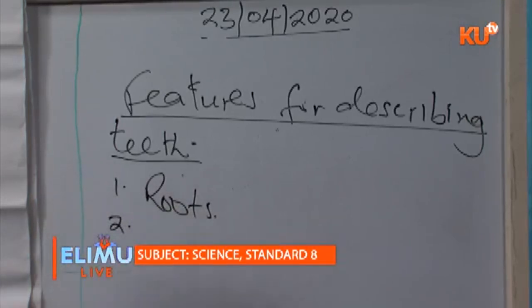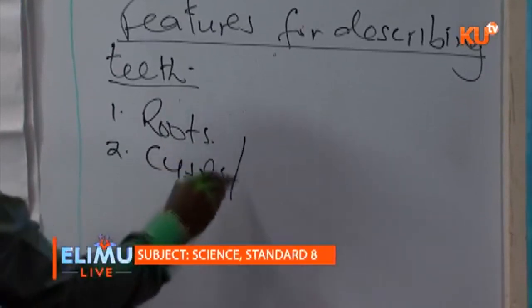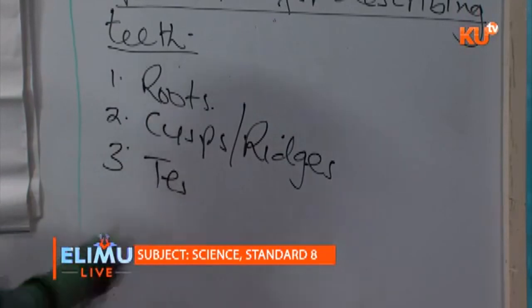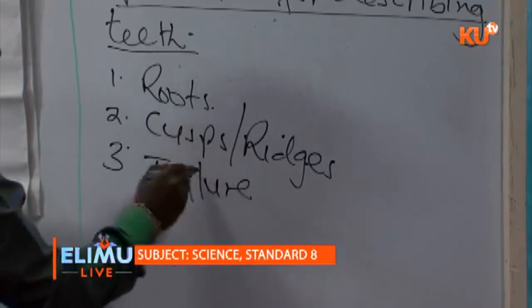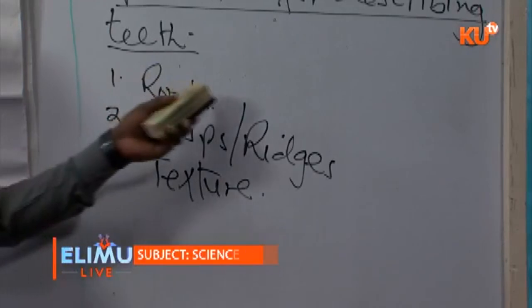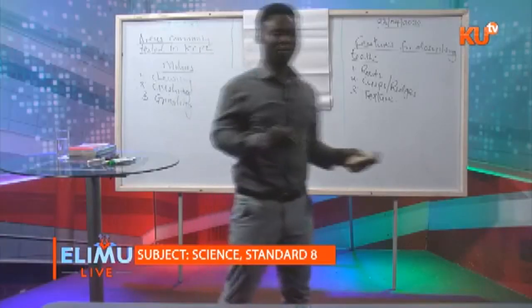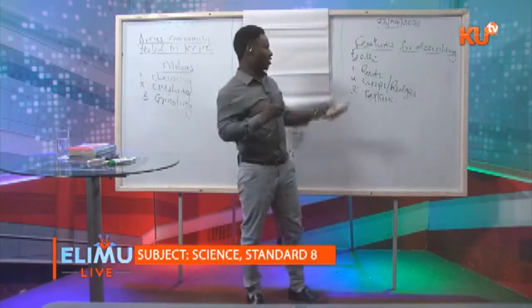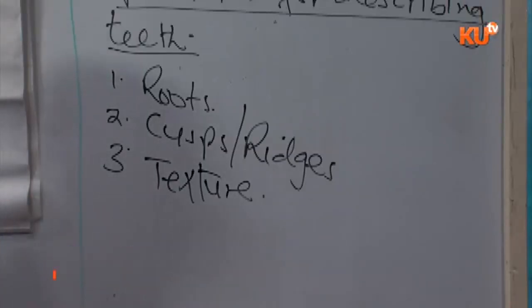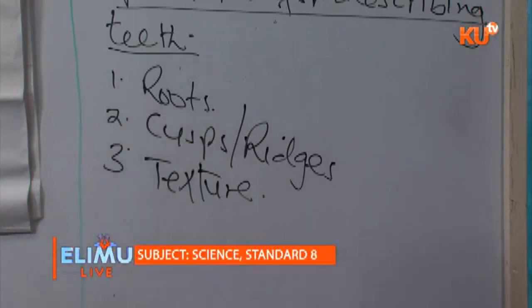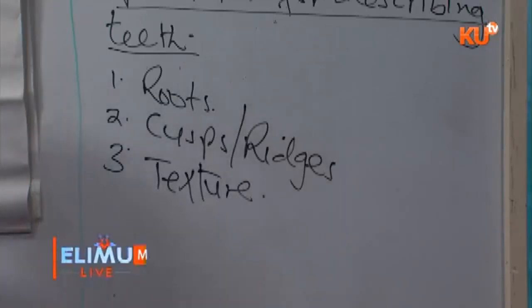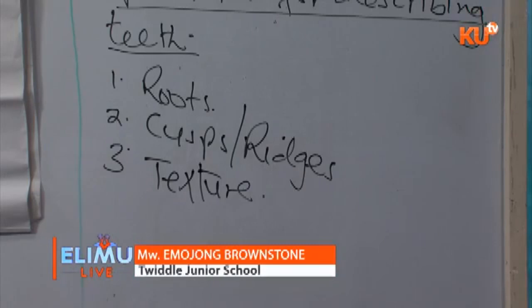One of them is the roots. Two, we have the cusps, also known as ridges. Three, we have texture. Why are we saying roots? We have teeth with one root, teeth with two roots, and teeth with three roots. So when you are describing teeth, this feature known as roots is very important. On the surface of teeth, we have cusps or ridges. Then lastly, we have texture: how rough or smooth teeth are.